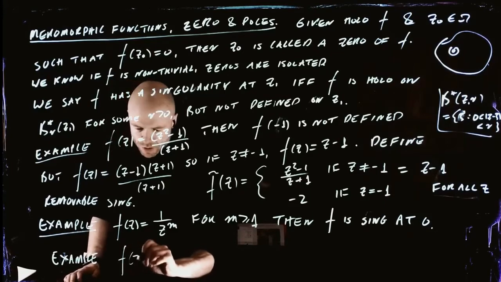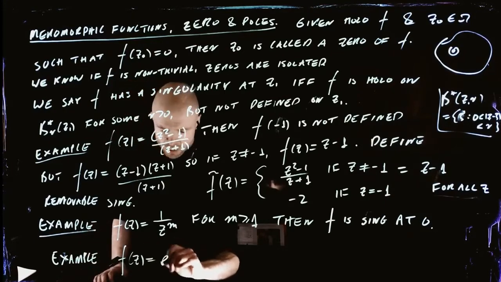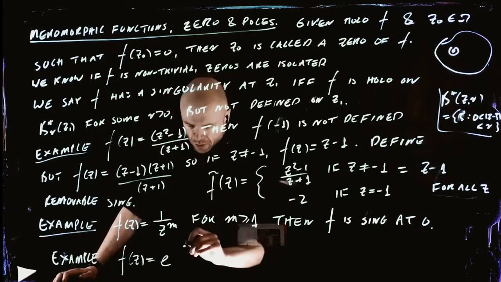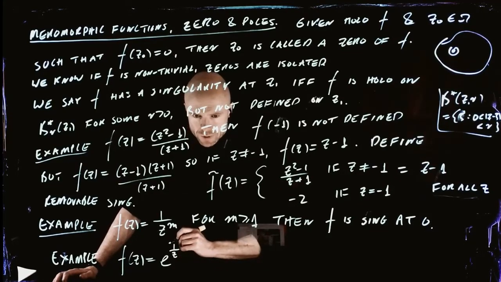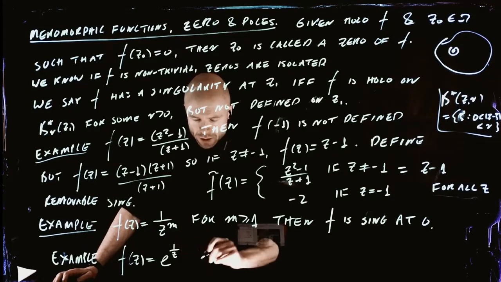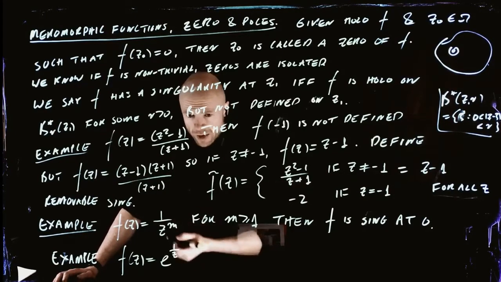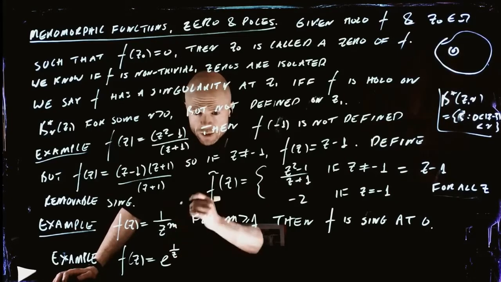Suppose we have f of z equals e to the 1 over z, like this. Let's think about this guy. Then it's perfectly fine. It's holomorphic everywhere except 0.